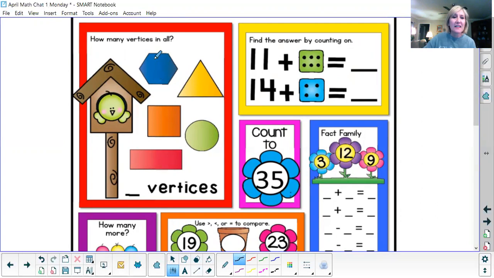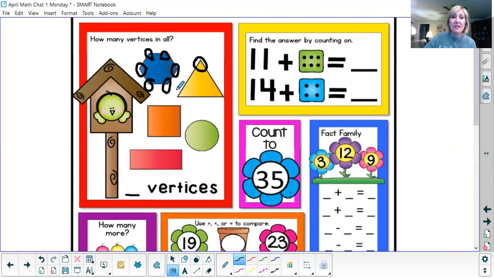Here's a hexagon. Let's circle our vertices. There's 1, 2, whoops, I missed that one. 3, 4, 5, 6. So far I have 6. Let's keep going. Move on to the triangle. Count on.